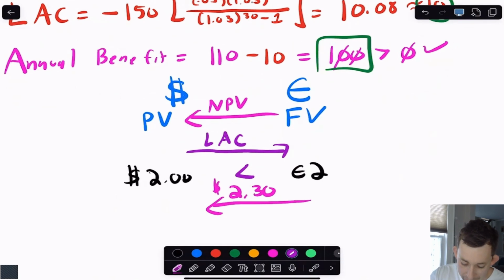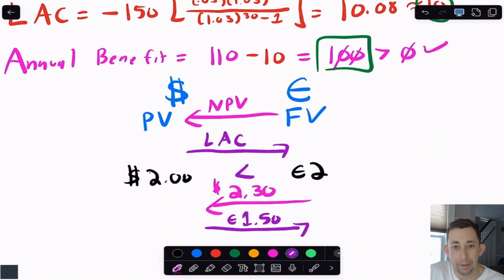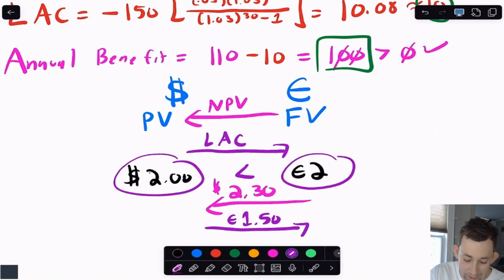And of course, if I go this way from dollars to euros, then I should get something less than 2 euros. So maybe this is like, I don't know, 1.50 euros. But no matter which currency we pick to convert to, we're always going to get that this side is bigger than this side. And so when we're doing net present value, or LAC, if the benefits outweigh the costs, no matter which way we do it, the benefits should outweigh the costs. And so all I'm saying is that no matter which way you do, net present value or LAC, you should get the same qualitative answer on whether the benefits outweigh the costs or not.